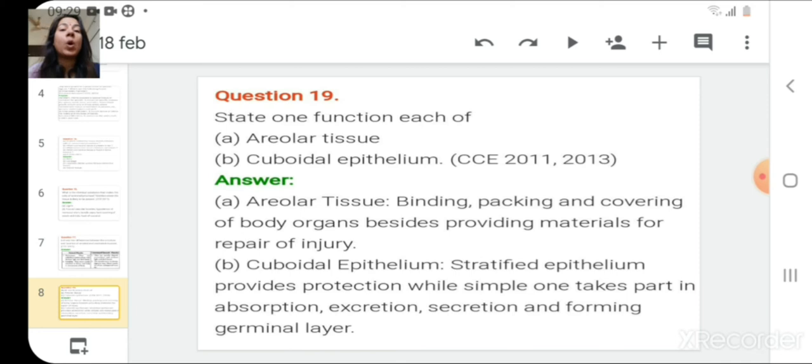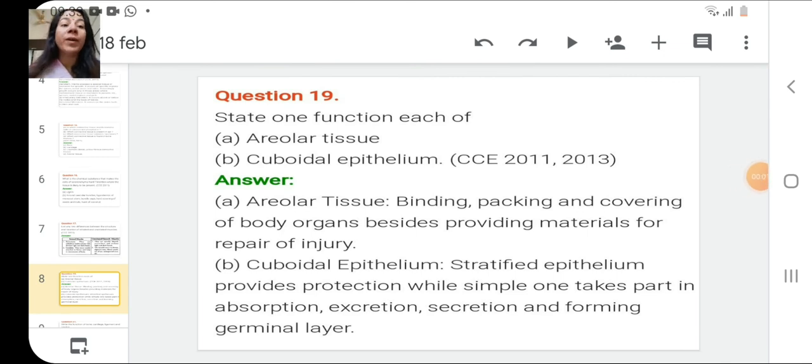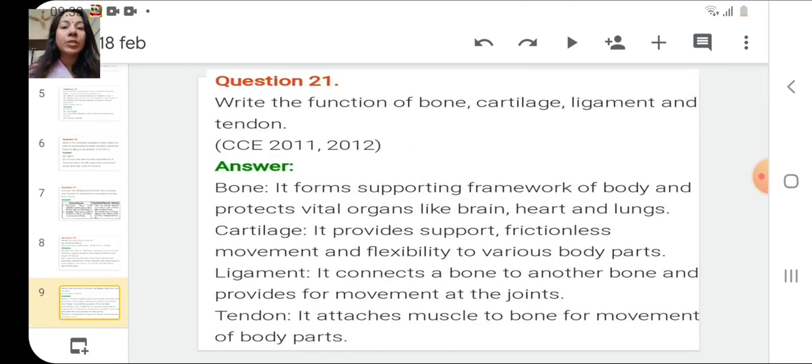State one function of areolar tissue and cuboidal epithelium. So the function of areolar tissue can be binding, packing, and covering of body organs, besides providing materials for repair of injury. In cuboidal epithelium, stratified epithelium provides protection, while simple one takes part in absorption, excretion, secretion, and forming a germinal layer. Next question is, write the function of bones, cartilage, ligament, and tendons.